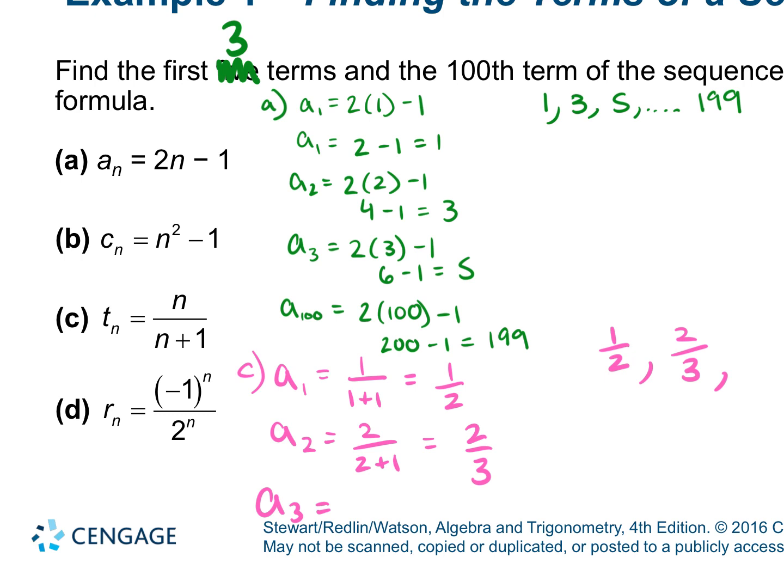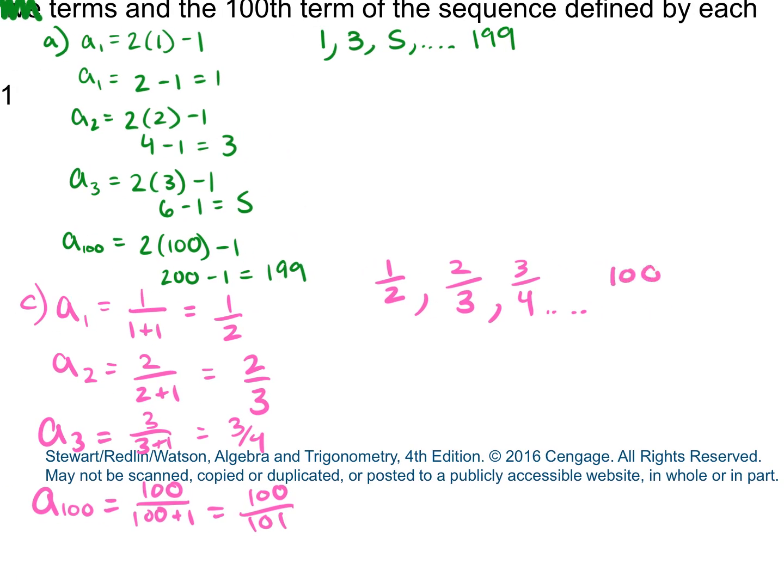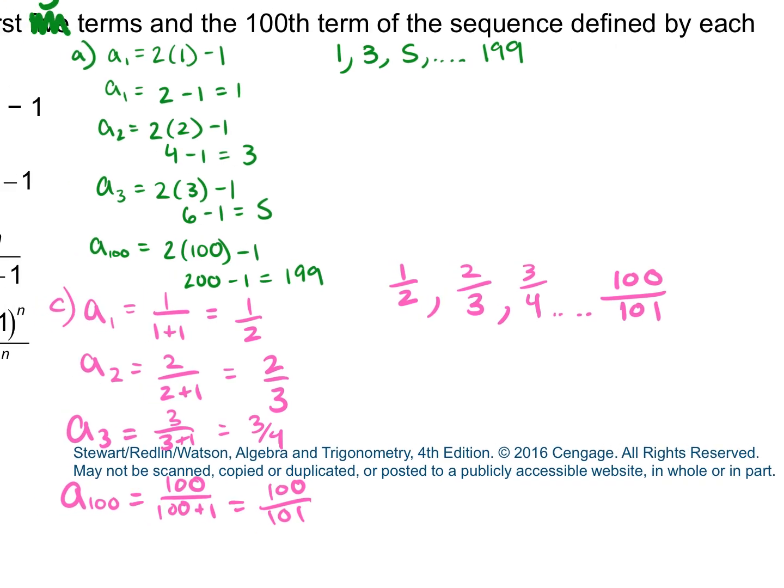And to find our third term, we plug in 3. So 3 over 3 plus 1 would be 3 over 4. And then to find our 100th term, that would be 100 over 100 plus 1, which would be 100 over 101. So our 100th term would be 100 over 101. Any questions there?